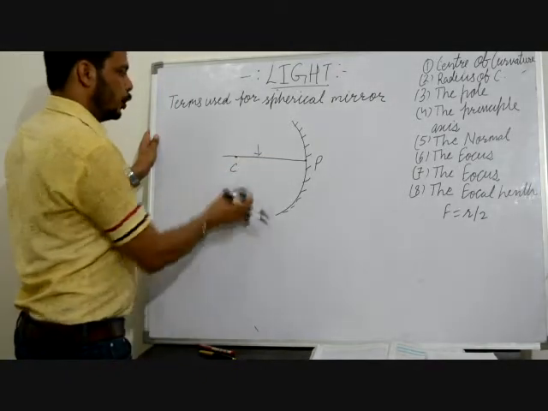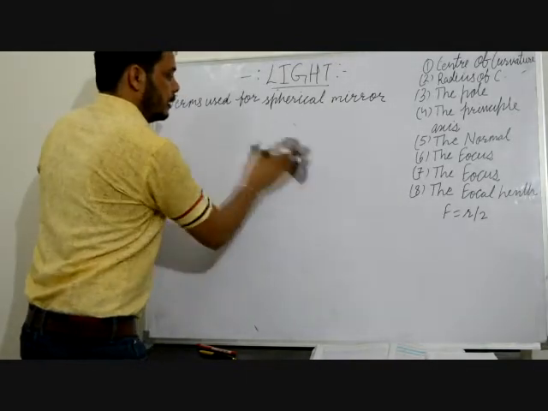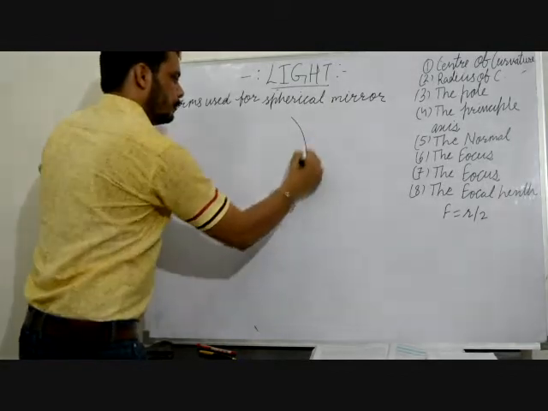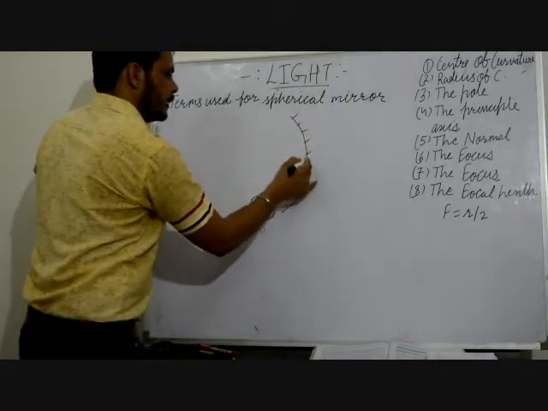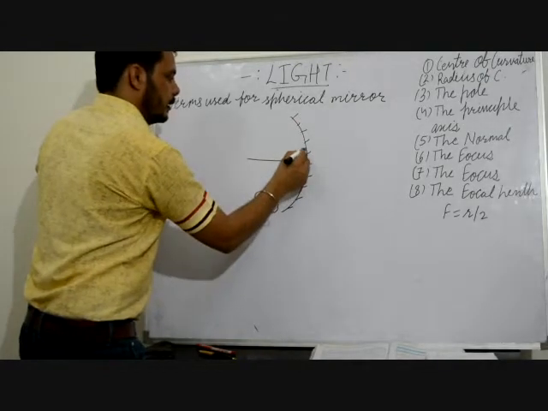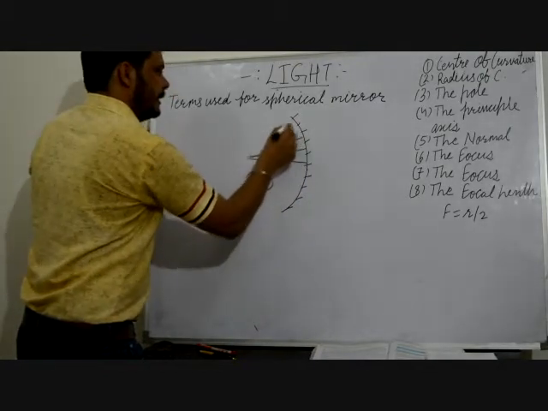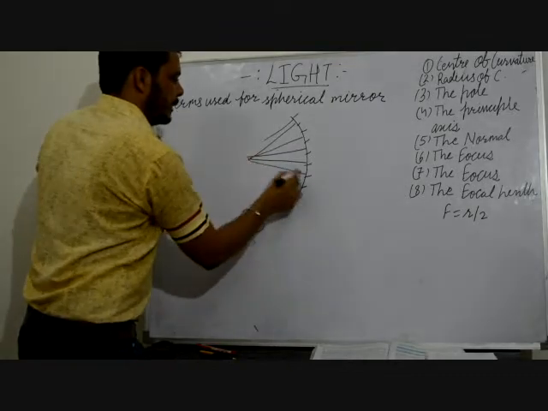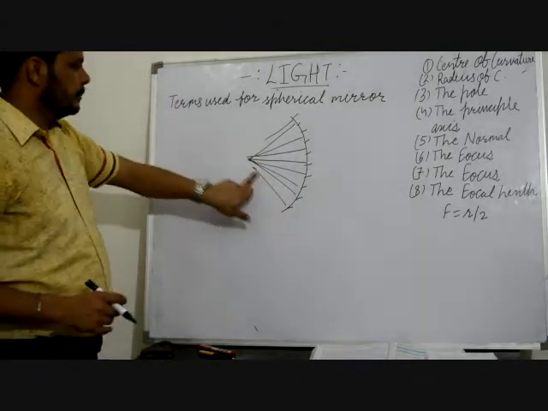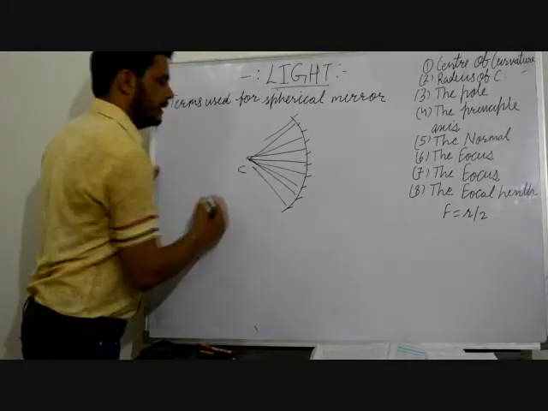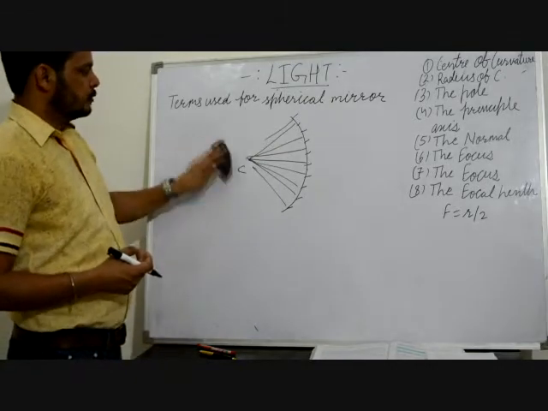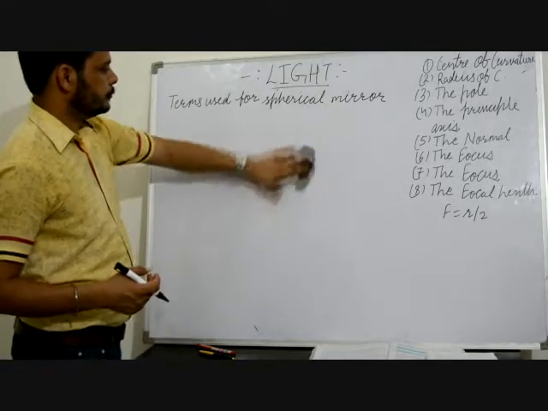Now next is the normal. Recall the video in which we learned about the normal. The normal of this mirror is any radius of it. Any radius of it is known as the normal. If you draw any line from the spherical mirror to the center of curvature, it is known as the normal in the context of a spherical mirror.